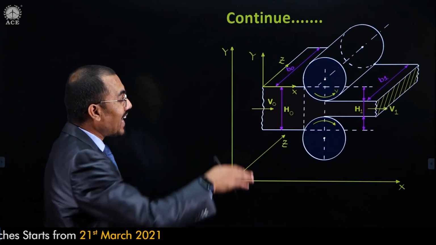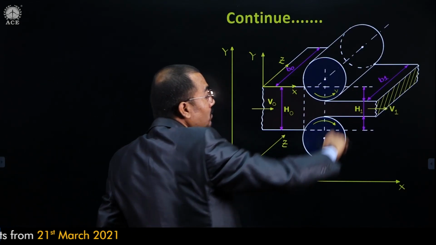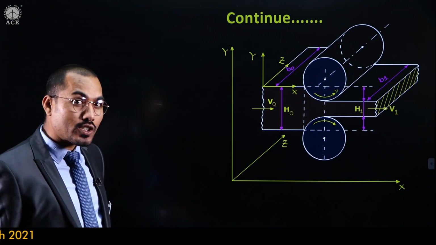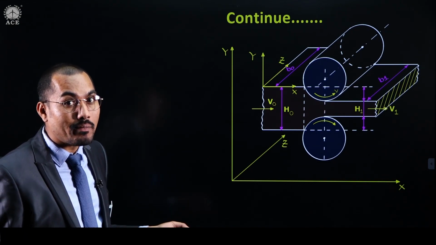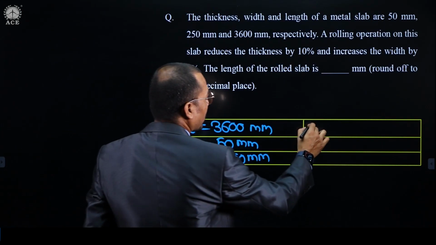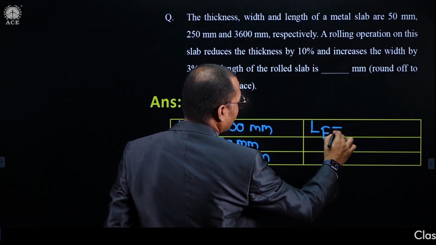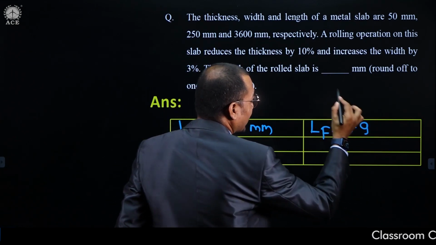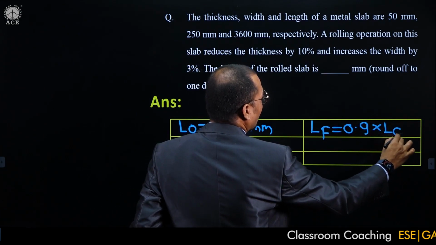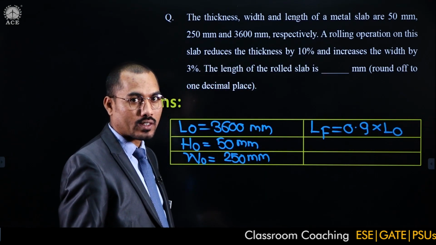So whenever this metallic strip is passing through the roller, a 10% reduction takes place. If it is reduced by 10%, how much will remain? Remaining will be 90% because reduction is 10%. So I can write down here L1 or L final is equal to 90%, that is 0.9, 90 by 100, multiplied by L naught.